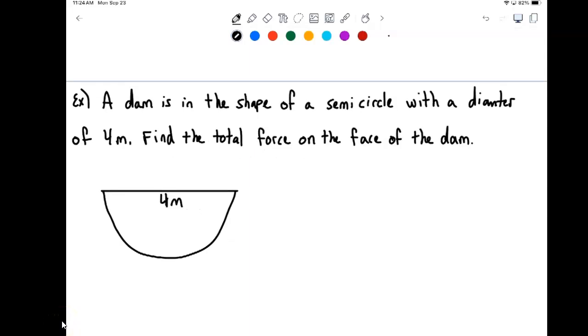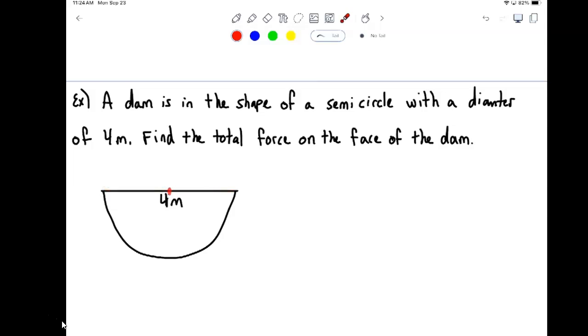Okay, so in this problem, we're given a dam in the shape of a semicircle, as is given in the picture here. So the bottom of the dam is the bottom of the semicircle. And that semicircle has a diameter of 4 meters. It's not a really big dam, just about 12, 13 feet across. You convert that to feet, so a little tiny dam.